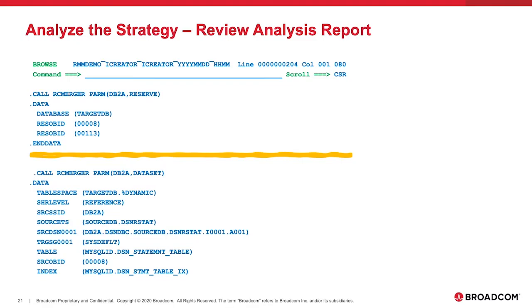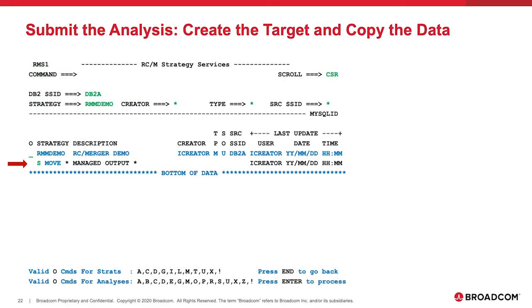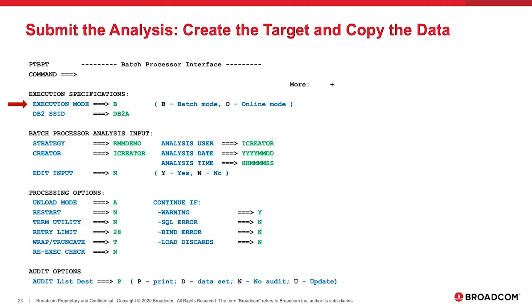Back on the Strategy Services main menu, we simply put an S next to the move item in order to generate the JCL to submit the analysis and perform the migration or copy of the objects and data. Similarly to the Analysis Job Submission panel, we have this interface to the batch processor where we make our final processing options. For RC Merger, the execution has to be done in batch mode, so select B. We have a final check that this is definitely the strategy we want to execute, and we review the processing options towards the bottom of the screen, which look okay for this execution. When we press enter, we have the choice of the destination again, and we can update the job card. We can go ahead and submit the job now.